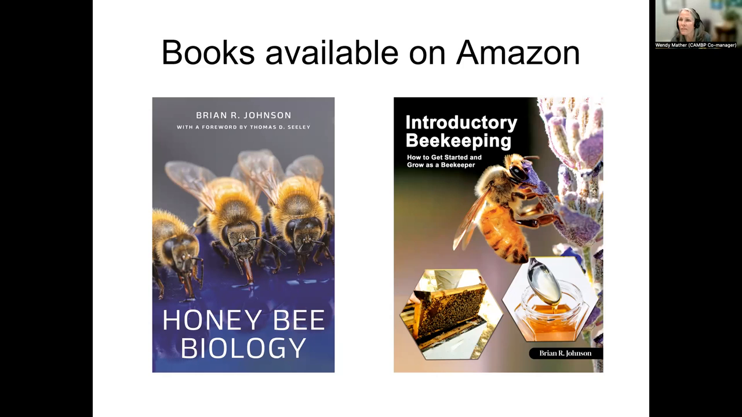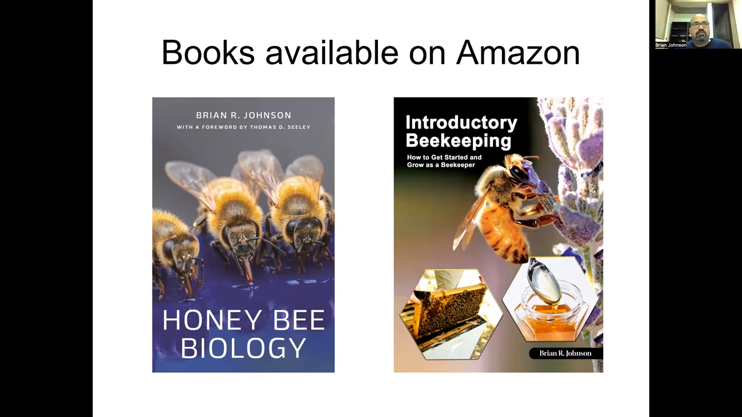In the next 5 minutes, we have three more questions. Is there a known percentage for each caste in a hive at one given moment, like 25% are nurse bees, 25% are foragers, et cetera? What is your thought on that?